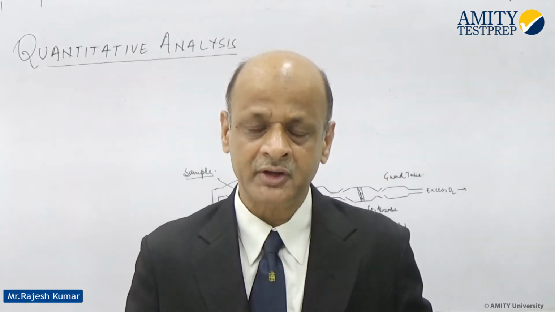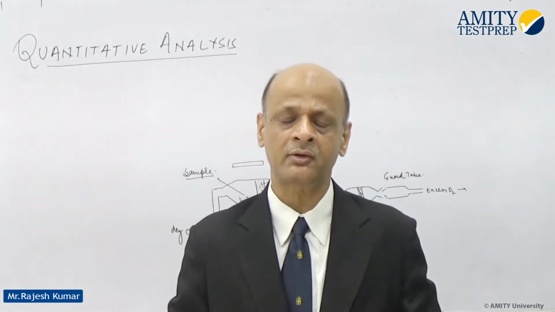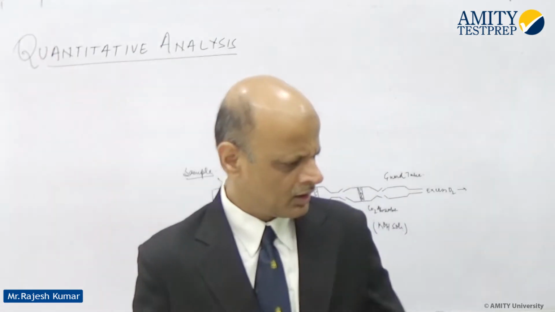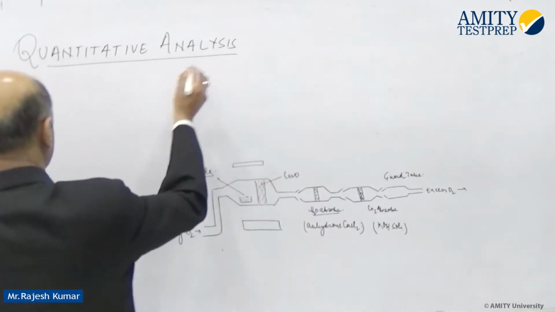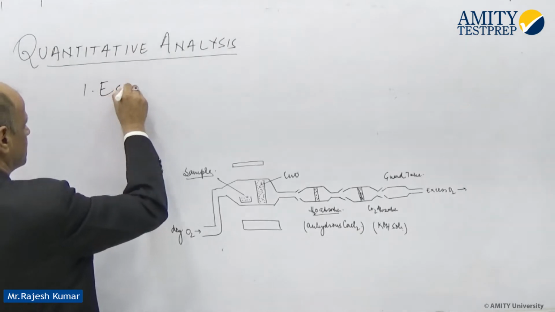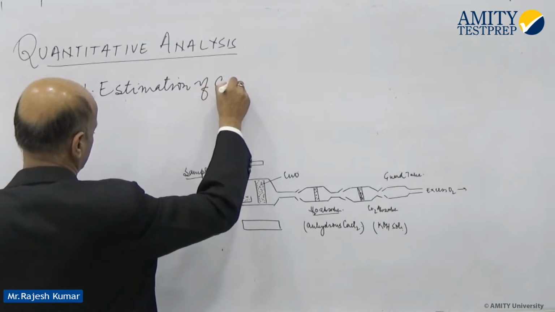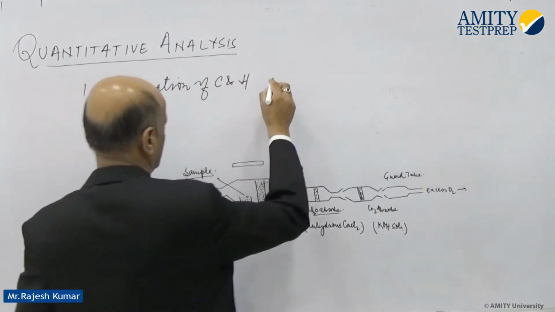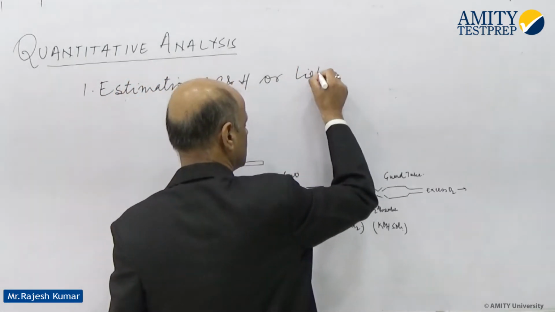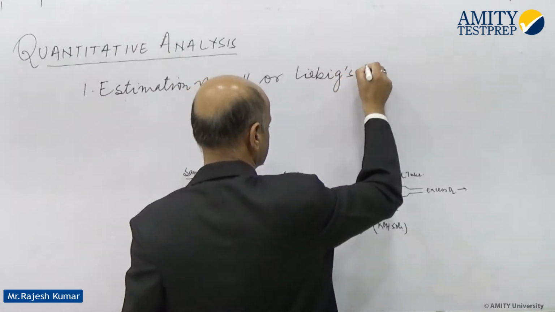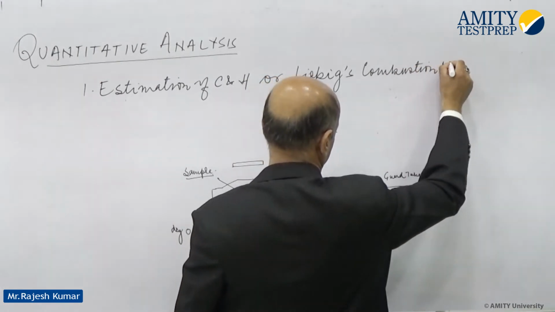Most of the constituent elements can be determined by different methods. For example, we are going to estimate the amount of carbon and hydrogen in a given organic sample. This is also called Liebig's combustion method, the determination or estimation of carbon and hydrogen.